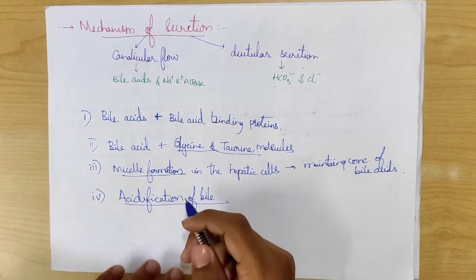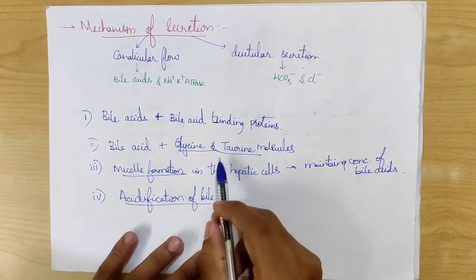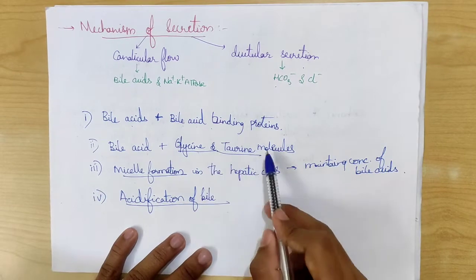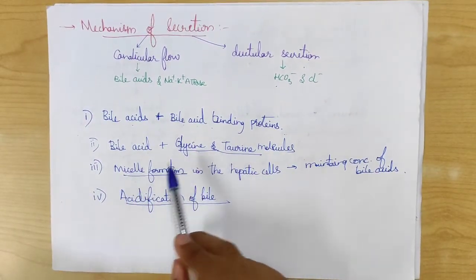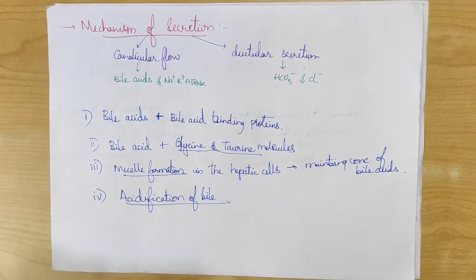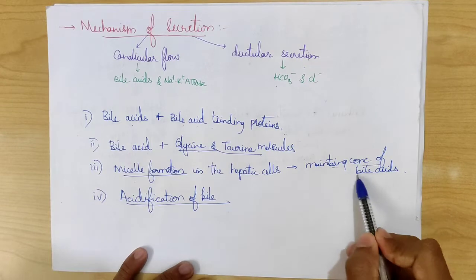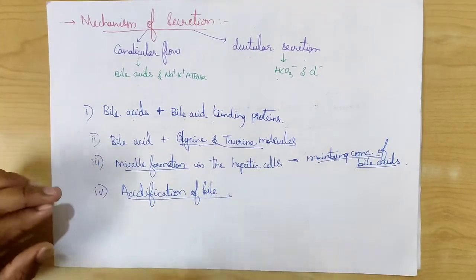cells, there will be degradation of the hepatic cells. So upon binding with the bile acid binding proteins, this bile acid is again conjugated with the glycine and the taurine molecules. After conjugation of the bile acid with the glycine and taurine molecules, the micelle formation takes place in the hepatic cells. This helps in maintaining the concentration of the bile acids again. Next, it goes into the ducts.